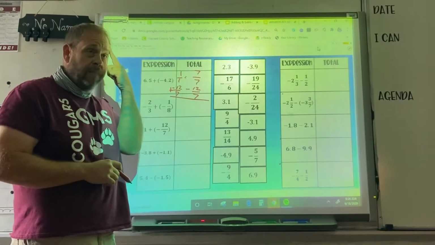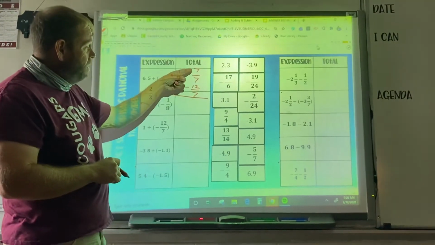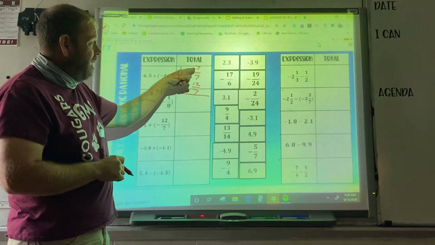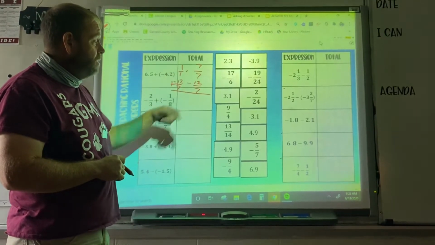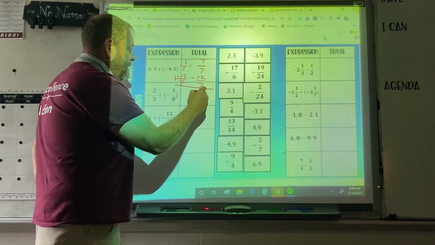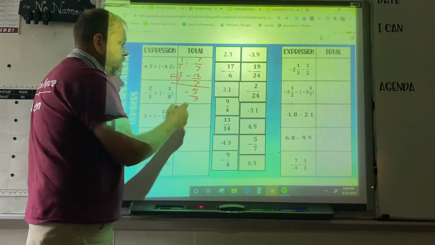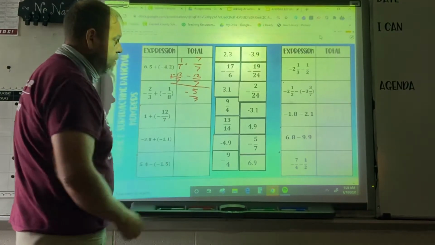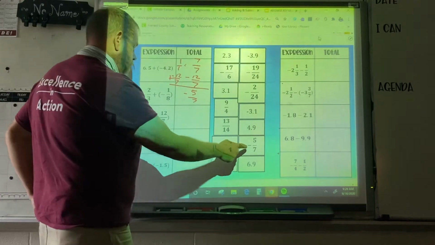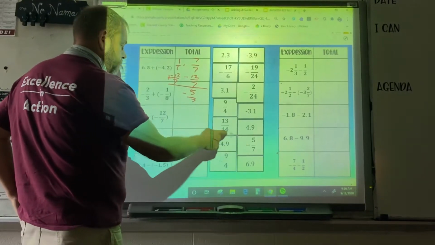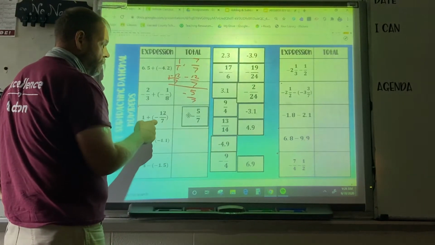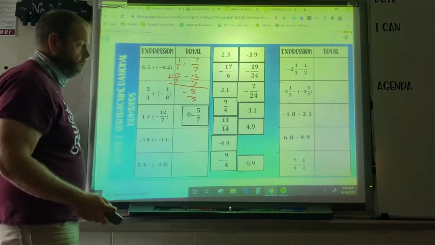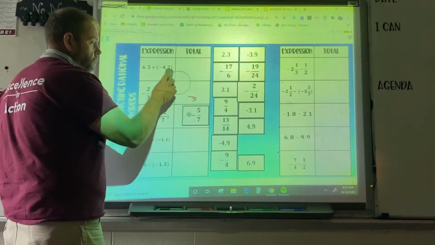This is where I like to go back and think about money. If I've got $7 but I owe you 12, I pay you the 7, I still owe you 5. So we got negative 5 sevenths. And we're going to look over here, and there it is. I'm going to drag it. It's right there. All right, now I'm going to erase this one.